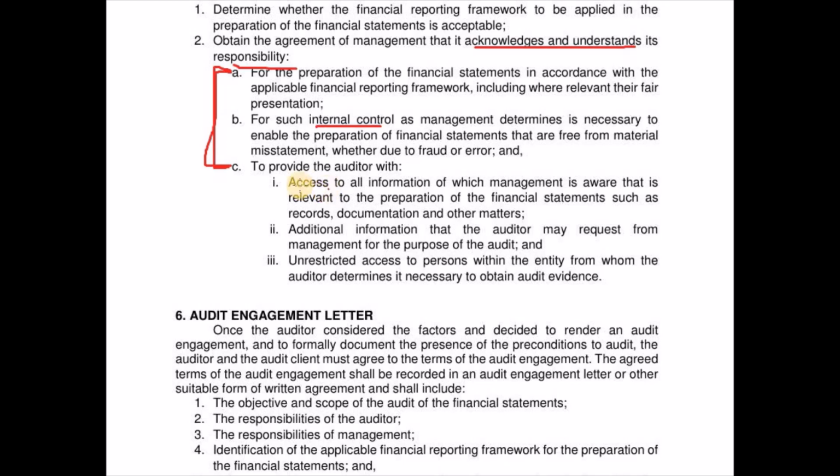And ikatulo, to provide the auditor with first, access to all information of which the management is aware that is relevant to the preparation of the financial statements such as records, documentation, and other matters kailangan i-provide na nila sa auditor. Second, additional information that the auditor may request from the management for the purpose of the audit. And number 3, unrestricted access to persons within the entity from whom the auditor determines it necessary to obtain audit evidence. So, kani sila tanan, these are the preconditions of an audit.